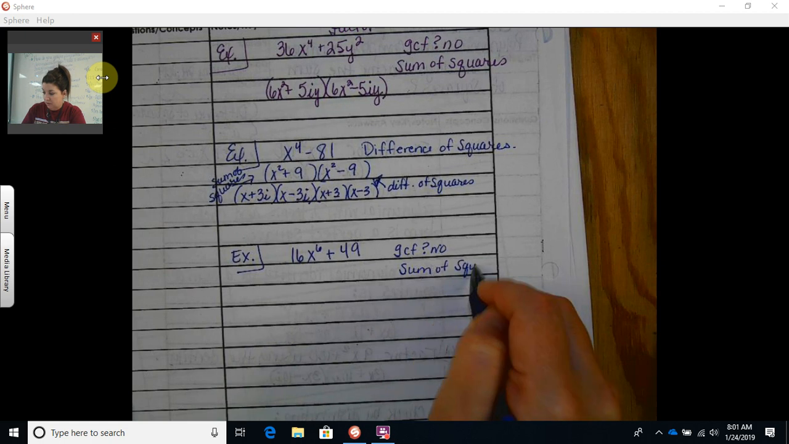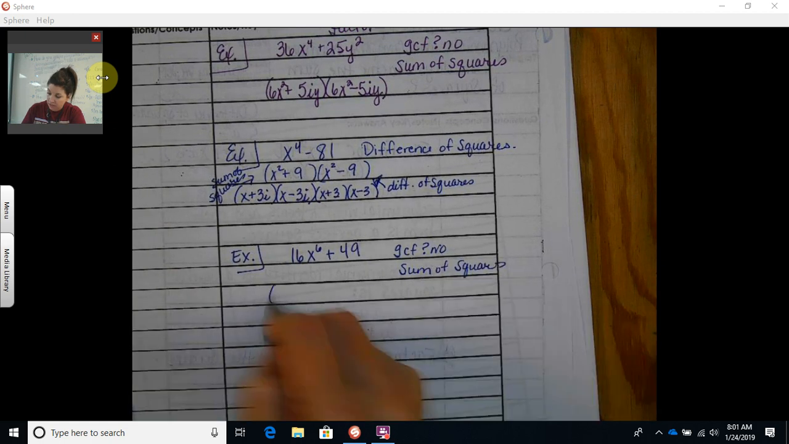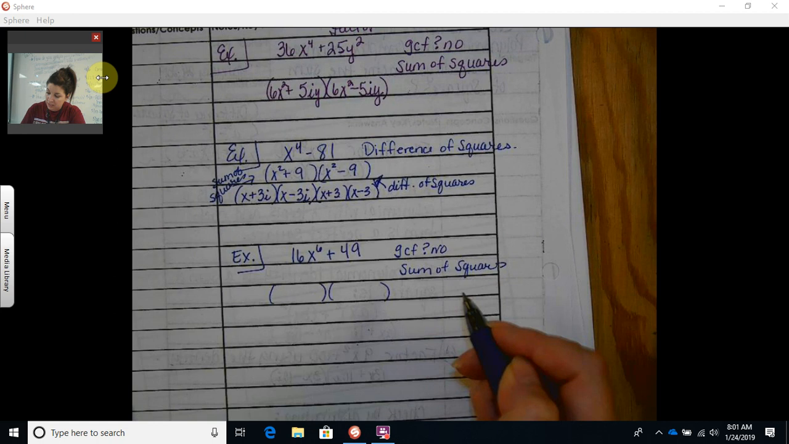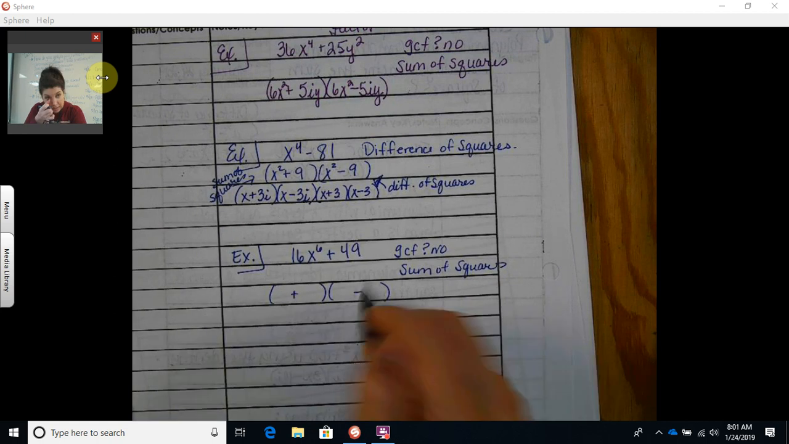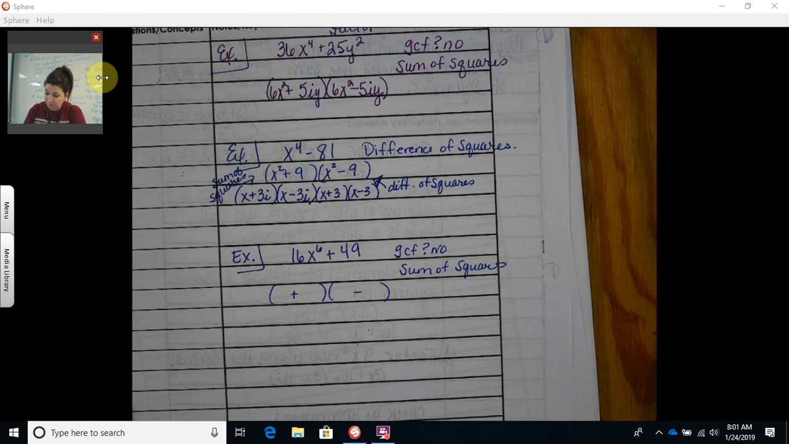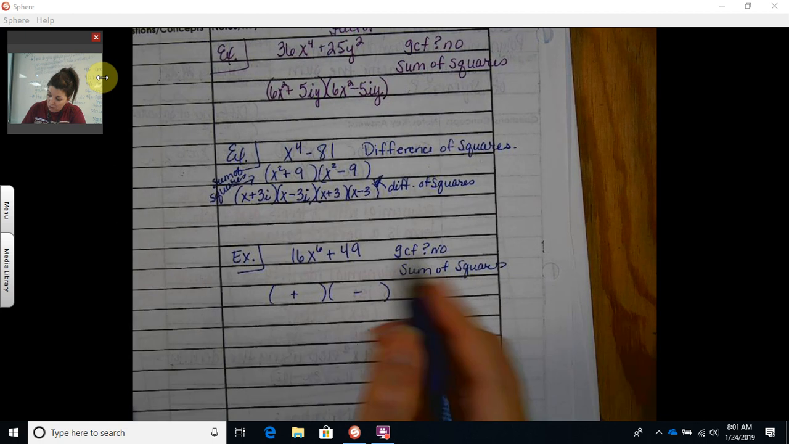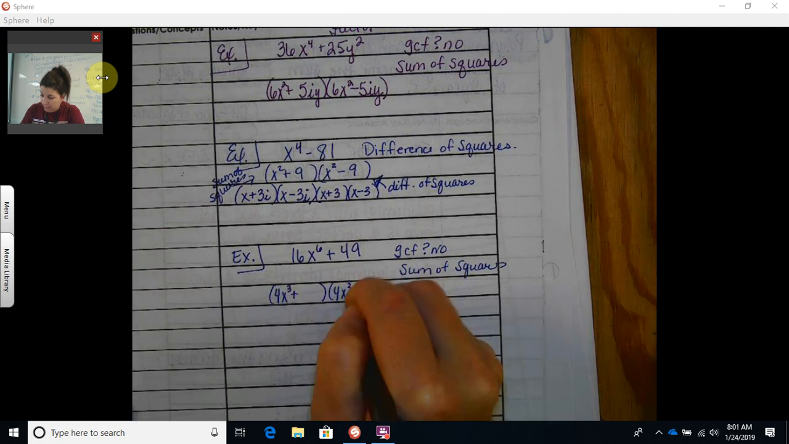So 2 sets of parentheses. One gets a plus in the middle, one gets a minus. What's the first term in each set? 4x cubed. And what about the second set? 7i.